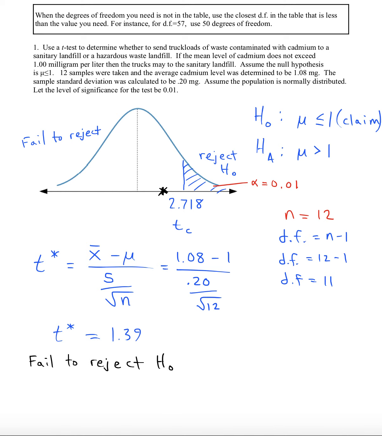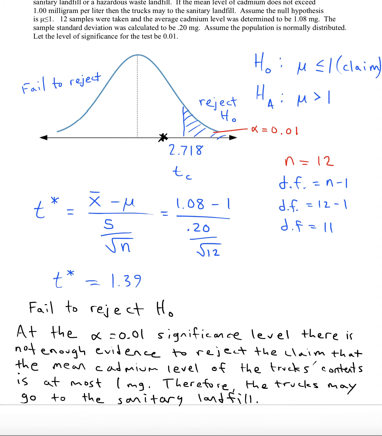First we make a decision about H0. Then we write a conclusion about the claim. At the alpha equals 0.01 significance level, there is not enough evidence to reject the claim that the mean cadmium level of the truck's contents is at most 1 milligram. Therefore, the trucks may go to the sanitary landfill.